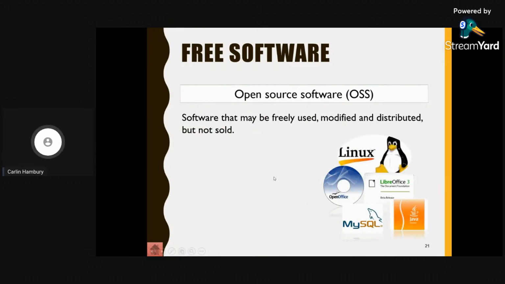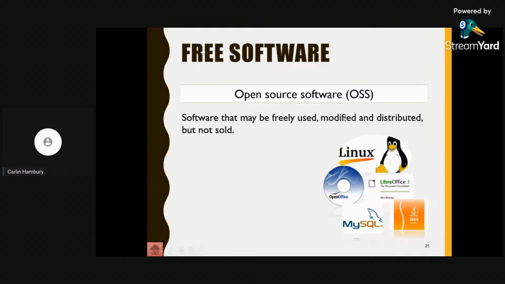Okay. Then we also get open source software. So open source software, as you will remember, is software that may be freely used, modified. That's your key term there. Remember we said with freeware, free to download, use, distribute, all these things.